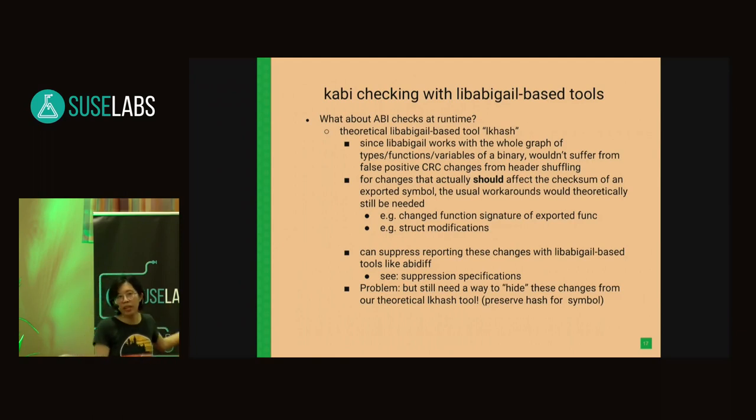We still need a way to tell libabigail that I want to keep the same hash that I had before, or to hide certain changes from it, or maybe annotate that I don't want these fields to be included, or I don't want these types to be included in the final hash calculation, for example. So this is still an obstacle that needs to be addressed. And then suppressions. I already talked about suppression specifications and I showed you guys an example.